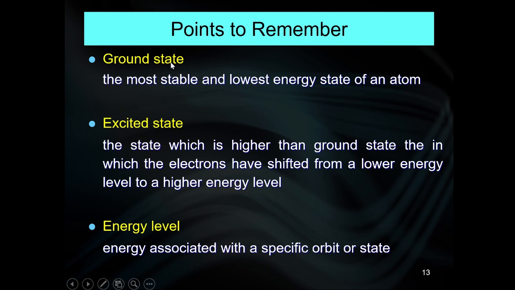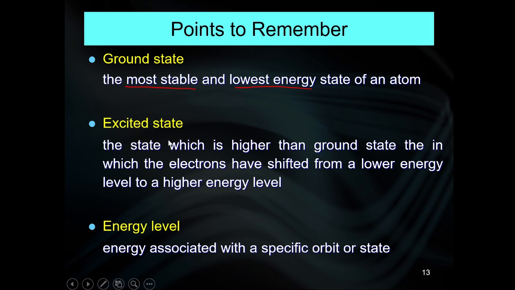There are a few points to remember. You must memorize the term ground state. Ground state means the most stable and lowest energy state of an atom. So the ground state is not necessarily n equal to 1. In the next lecture we are going to learn that the ground state of an electron depends on the emission spectrum. So it could be n equal to 1, n equal to 2, 3, 4, 5.